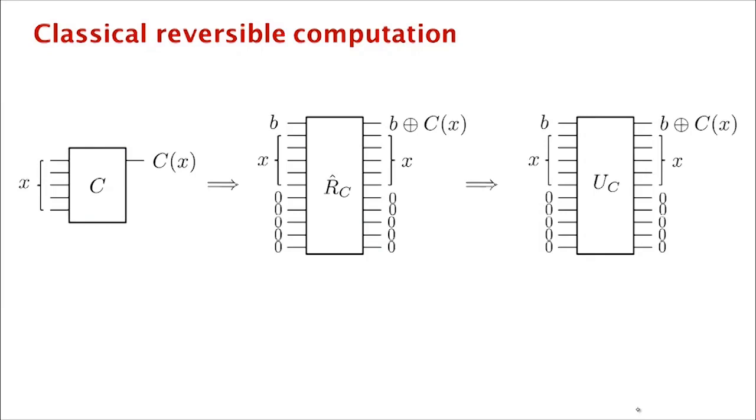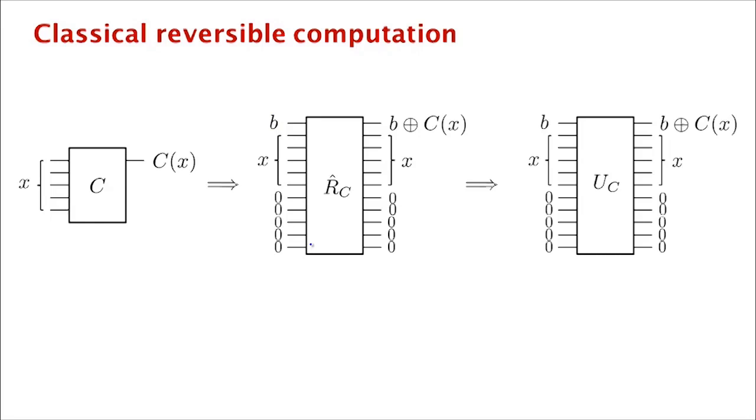Last time we already talked about reversible computation, classical reversible computation, where we said, suppose you have a classical circuit that on input x computes c of x. And for now, I'm just going to talk about the case where c of x is Boolean, so it's just a single bit, just for simplicity. So then we said that there's a classical reversible circuit which takes as input x, an answer bit b, as well as a number of work bits, which are all initialized to 0.